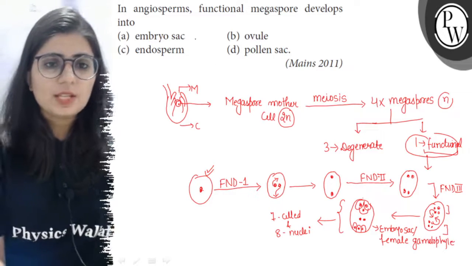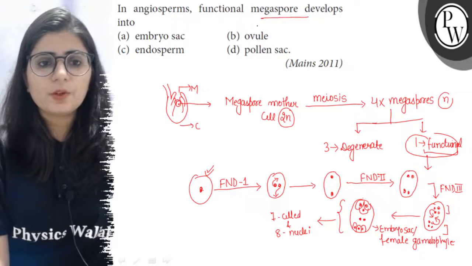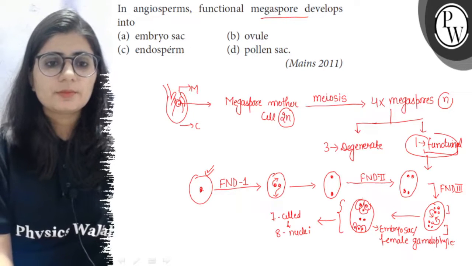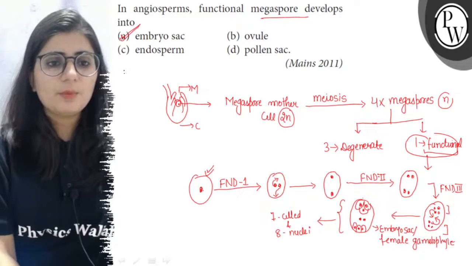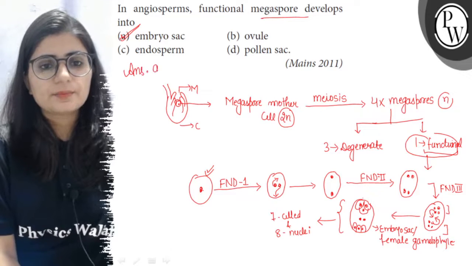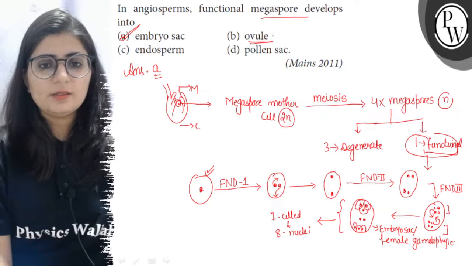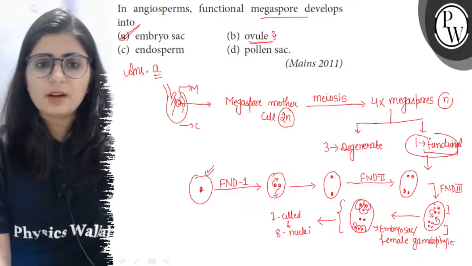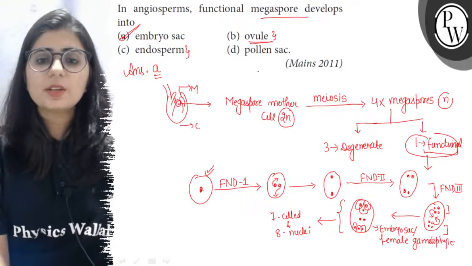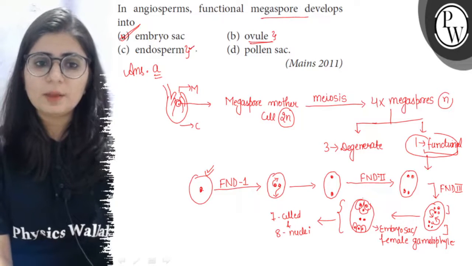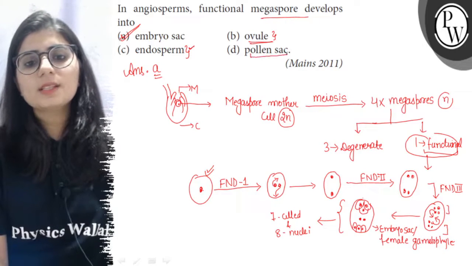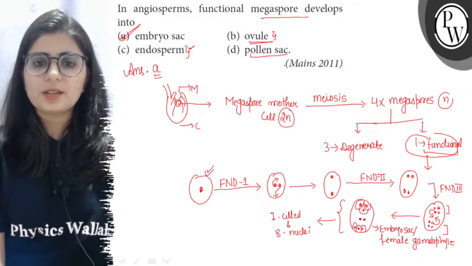So in angiosperms, functional megaspore develops into, and option A, embryo sac, is the right answer. Ovule is the future seed, which is already present in a flower. Endosperm is a nutritive tissue. It is formed after double fertilization. And pollen sac is the chamber where pollen grains are formed.